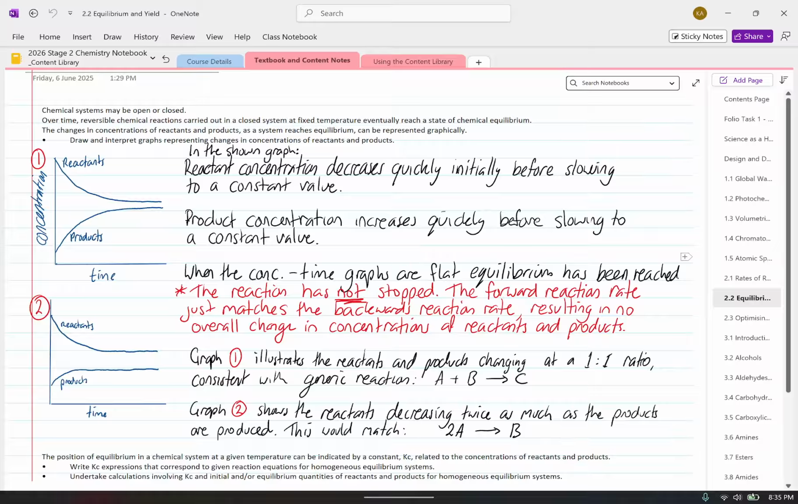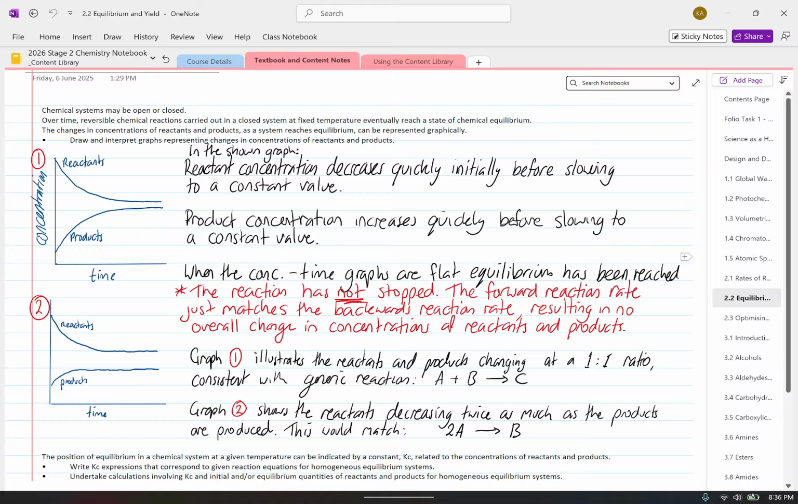The slope is 0. For number 1, that would be a reaction such as this, where we have A plus B goes to C, where the ratio of reactants, so A to C, is 1. Similarly, B to C is also 1. So it wouldn't matter what we're plotting. If we're plotting the reactant A versus the product C, or B versus C, we would see the same thing.